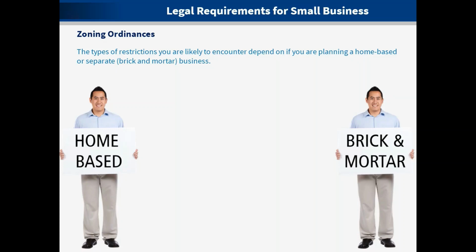You need to check the location you plan to use for your business to make sure that the property is zoned correctly. You can find this out by contacting your local planning agency. The types of restrictions you are likely to encounter depend on if you are planning a home-based or separate brick-and-mortar business.